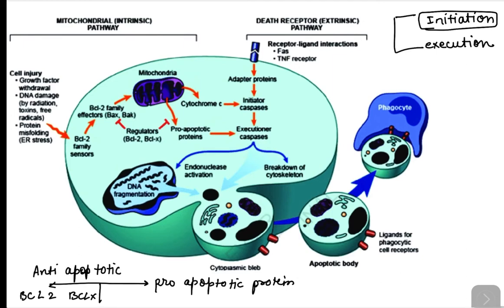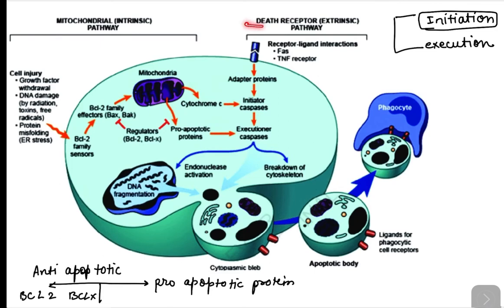Now once released into the cytosol, the cytochrome C binds to a protein called APAF1, that is your apoptosis activating factor 1, and forms a multimeric structure called the apoptosome. Now this complex binds to caspase 9. Now this active caspase 9 then triggers a cascade of caspase activation by cleaving and thereby activating other pro-caspases. So basically by the mitochondrial or intrinsic pathway there is activation of caspase 9.